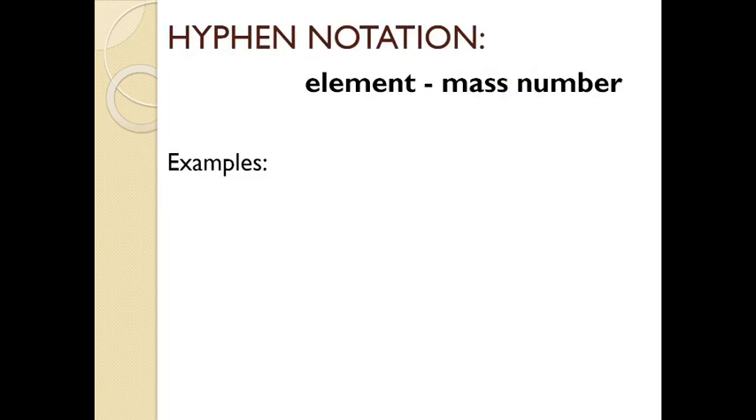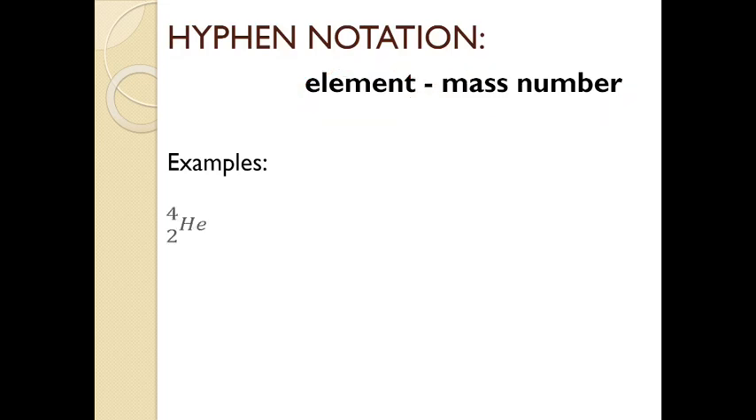Now the other notation that we have for describing an element and the different isotopes we can have is called hyphen notation. And this is where we just take an element's name or symbol and then we put a hyphen. That's what this little dash is here. And then we just write the mass number after it. It's pretty simple, but it doesn't necessarily give us as much information as that nuclear symbol does.